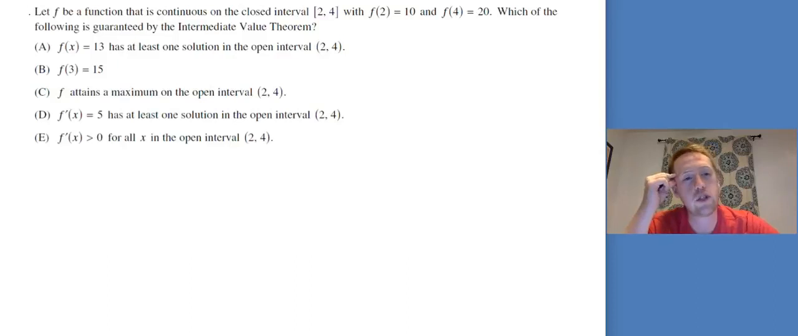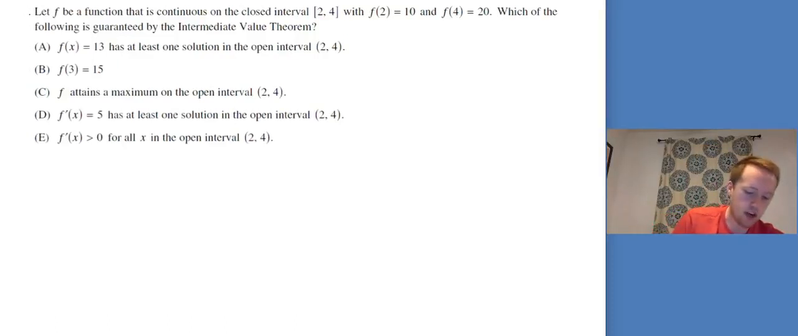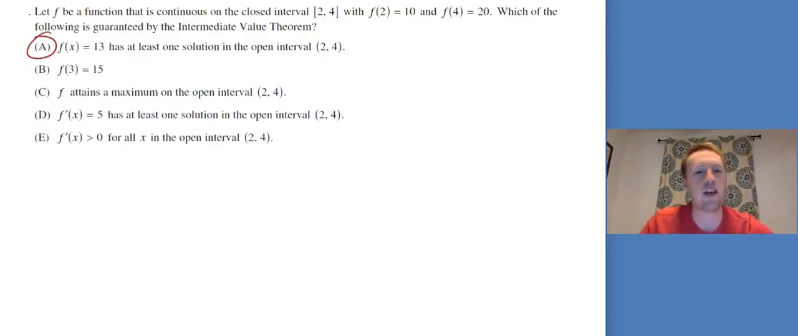A, f of x equals 13 has at least one solution in the open interval. 13 is between 10 and 20. I agree with that. That's more than likely the answer. Let's double check the other ones just to be sure to see why they're wrong. f of 3 equals 15. No. Maybe, but I can't say. The intermediate value theorem only says that at some point in this interval, I will get 15. f attains a maximum. The intermediate value theorem says nothing about maximum. f prime, stop there. The intermediate value theorem says nothing about the derivative. f prime, again, says nothing about the derivative. Okay, A must be correct, which we were already pretty sure of, but now we just got that little confirmation that we wanted.